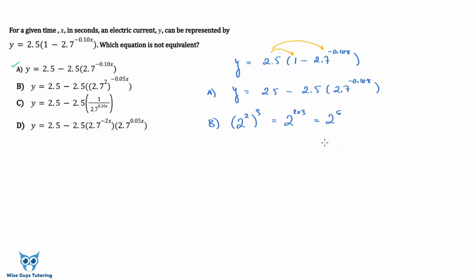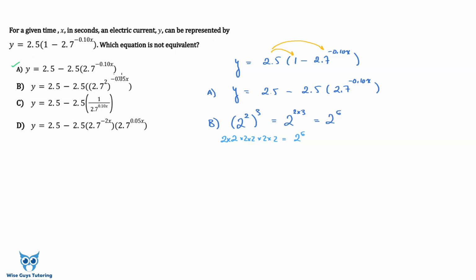And here's the underlying reason. What's 2 squared? 2 squared we know is 2 times 2. Now this thing cubed means this times itself 3 times. So times again 2 times 2, times again 2 times 2. And you'll notice that we're multiplying 2 by itself 6 times. So that's where it comes from. But if you just want the shortcut, an exponent of an exponent gets multiplied.